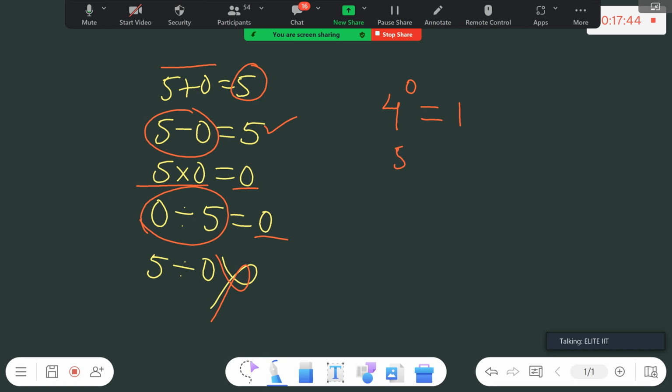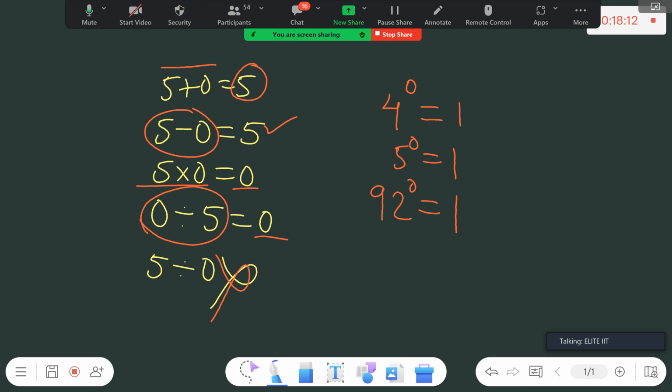5 to the power 0 is 1. 92 to the power 0 is 1. Any whole number to the power 0 is 1. Okay? So remember these properties of 0. And what is the property of 1? Just now we saw, you multiply any number with 1, you will get the number itself. Identity element 1. Okay, now do you remember the tests of divisibility?